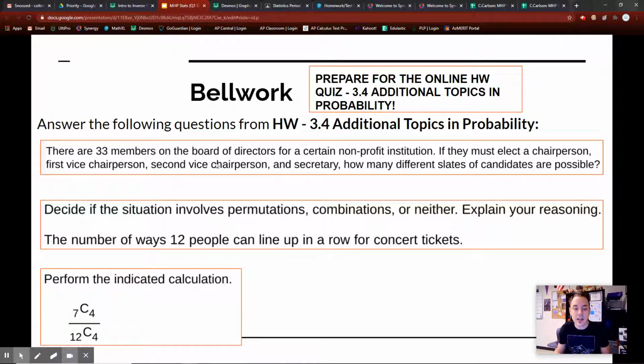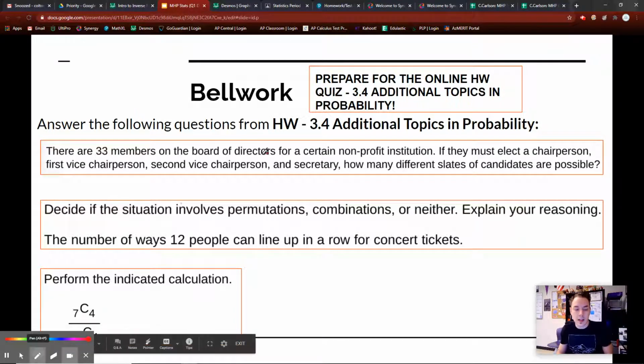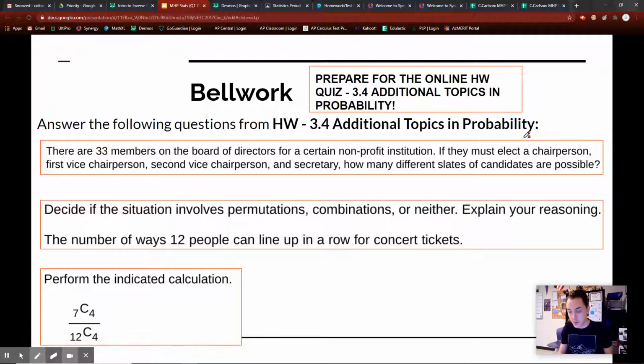So these are the three homework questions that I chose to put on for bell work to review 3.4. Most of the time these will be questions that you'll more than likely see on the homework quiz, so just keep that in mind. So first question, there are 33 members on a board of directors for a certain not-for-profit institution. If they must select a chairperson, vice president, second vice president, and then a secretary, how many different slates of candidates are possible? So there's 4 out of 33. So my N will be 33, and my R is 4.